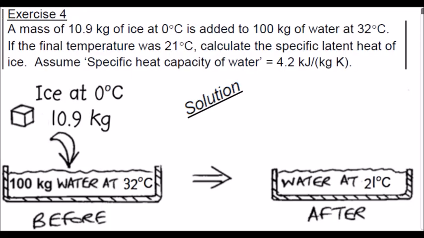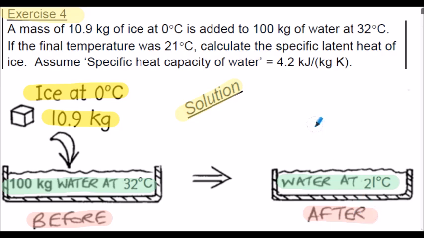So exercise 4, beginning of the solution. So in this scenario, 10.9 kilograms of ice at 0 degrees C is placed into 100 kilograms of water at 32 degrees C in a tank. So that's our before, our initial scenario. And sometime later, the entire contents is now in a state of water at 21 degrees C. That's the after or the final condition. As I say, the solution for exercise 4 is very similar to that of example 2.